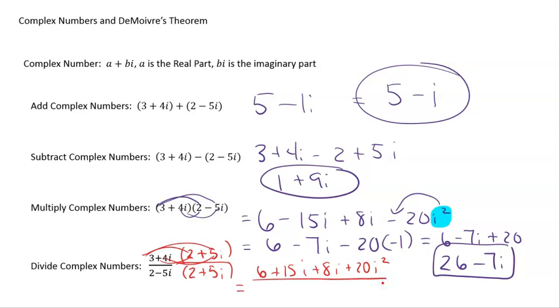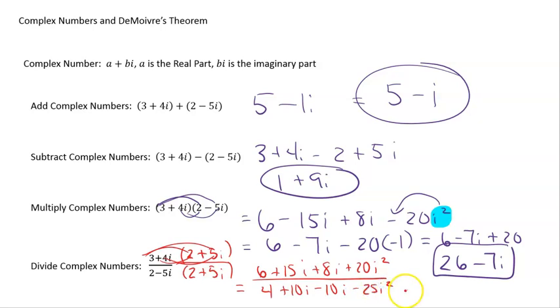In the denominator, I'm going to FOIL again. 2 times 2 is 4. 2 times 5i is plus 10i. Negative 5i times 2 is minus 10i. And then negative 5i times plus 5i is negative 25i squared.